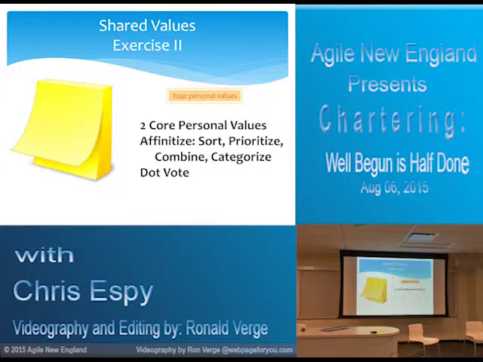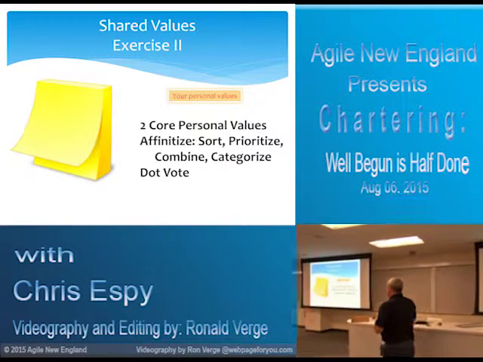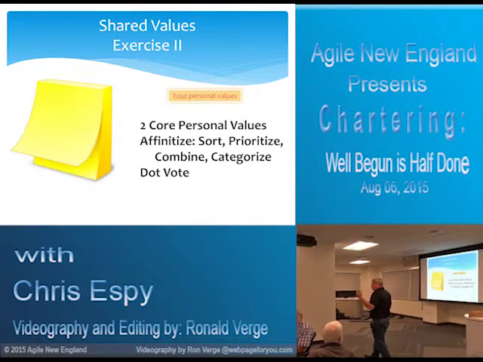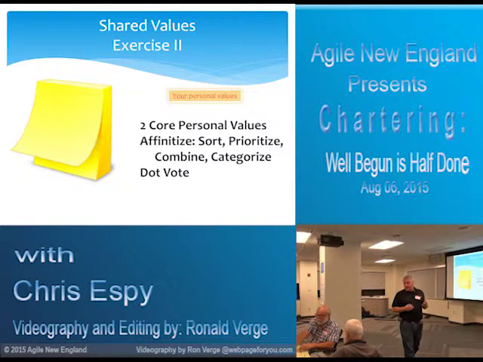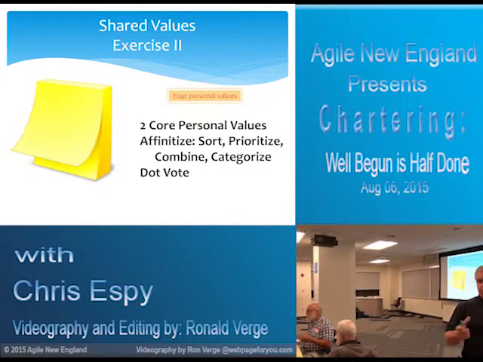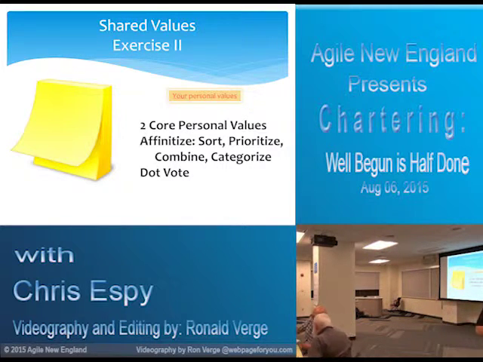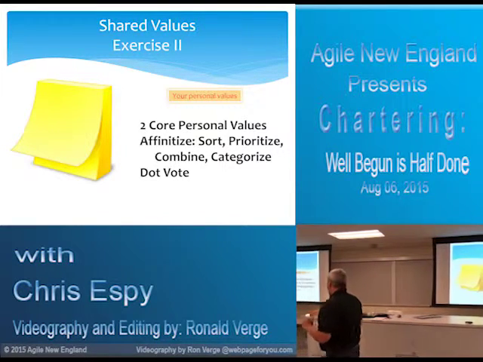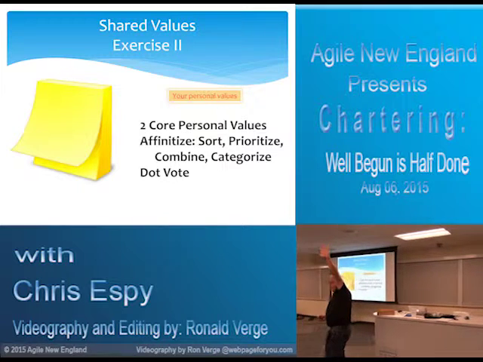Okay, so hopefully everybody's been able to think of their core values. The next thing we're going to do as a team, I call affinitize. Basically, go through, look at all the values that everybody's contributed, and sort them, prioritize, combine them if they're very similar, and then maybe categorize them. Try to boil them down into as few like things as possible. And once you do that, then everybody here knows how to dot vote, right?